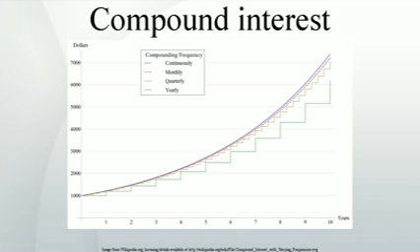In this case, an account with $1,000 initial principal and 20% interest per year would have a balance of $1,200 at the end of the first year, $1,440 at the end of the second year, and so on.